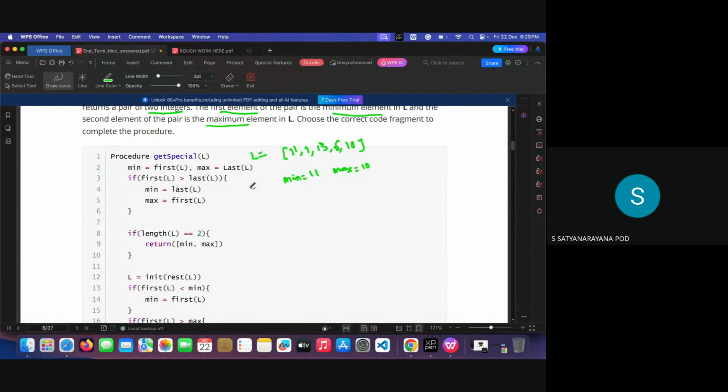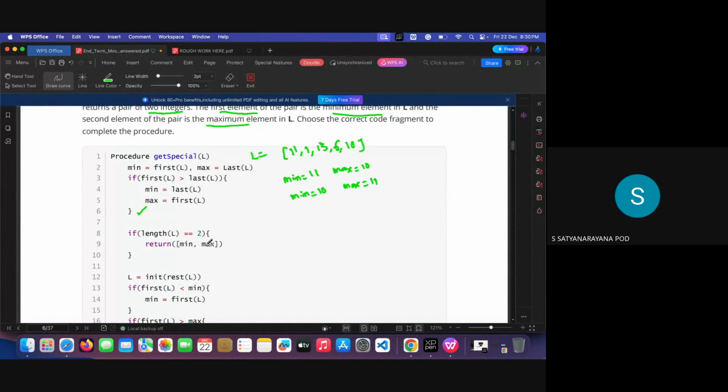Because as per the initialization part, initially, is first greater than the last? Yes. So first has 11. Max means the last element, so that is 10. Whenever that happens, they are going to be interchanged. So min will become the last element, and max will become 11. This is only the initial setup, so don't think it is going to be a fixed one, because the actual minimum is 1 and the actual maximum is 13. But we have still not achieved that, even though this if condition is executed. Now we come to here.